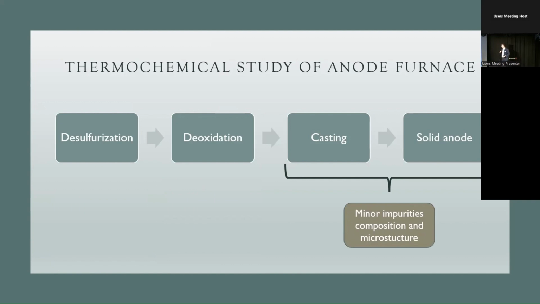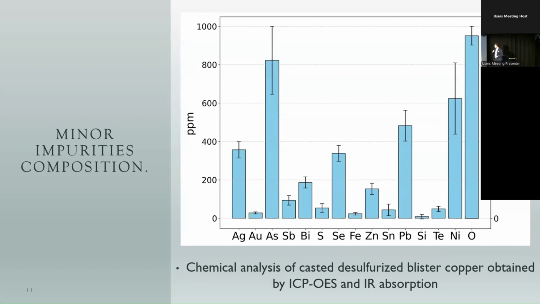Okay, so let's move first into the solid part and see the minor impurities that we have and how they are affecting these anodes. Well, this is a chemical analysis that we obtained kindly from our colleagues at Atlantic Copper in Spain. These samples were already desulfurized, but not deoxidized yet. So we can see that we have quite a bunch of elements, but how do they affect the microstructure that they generate?